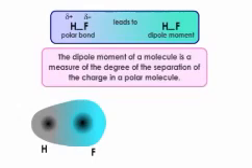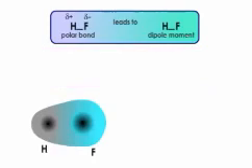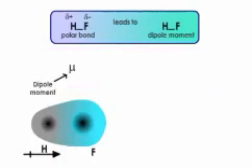Let's see how polar bonds lead to a dipole moment. Molecules that have a net difference in polarity from one end to the other are said to have a dipole moment. The dipole moment of a molecule is a measure of the degree of separation of charge in a polar molecule. A dipole moment indicates how polar a polar molecule is.